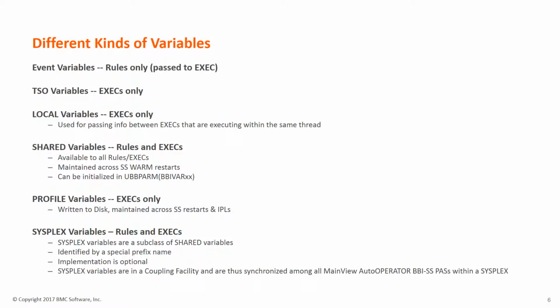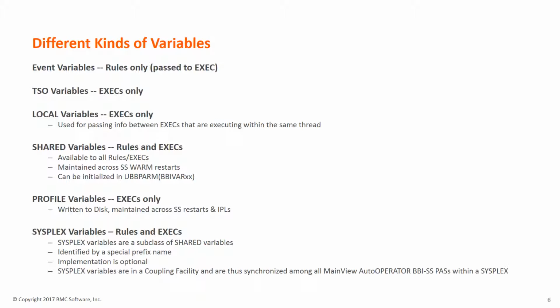Now that we have a common understanding of what variables are, let's look at the different types of variables that Auto Operator supplies. First type of variable are event variables, and these are the variables that are associated with an event coming into the rules processor. As such, their event variables are only available to the rules processor. If you want to share them with an exec, you can invoke the exec and pass the variables on the parm. We also have TSO variables, which are your typical TSO variables for execs, and they apply only to your execs.